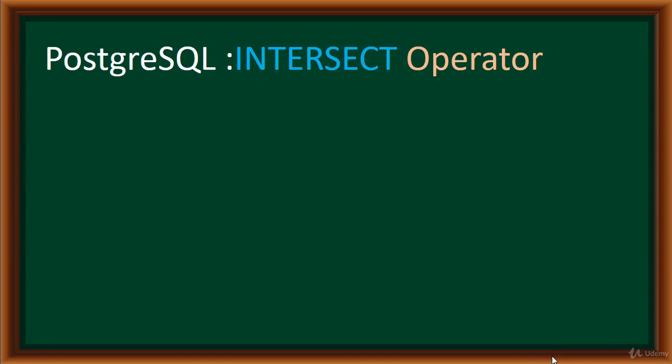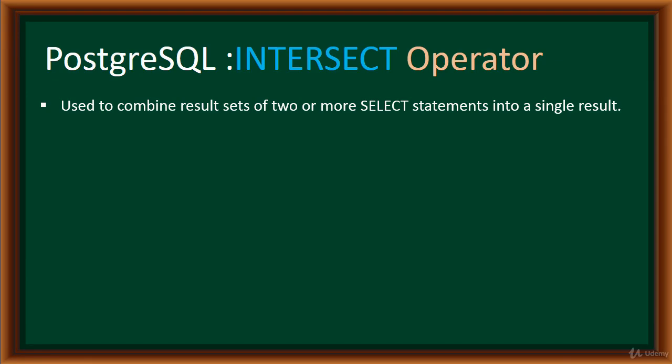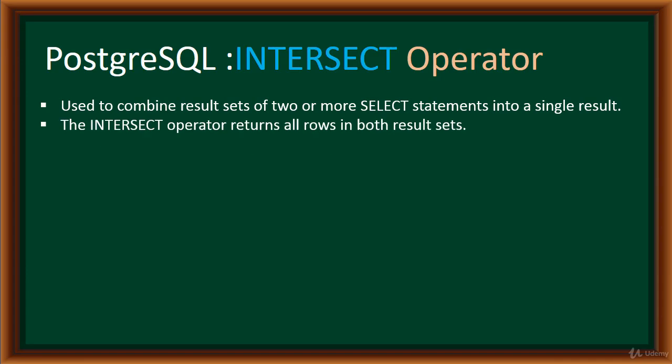In this lecture, you will learn how to use the INTERSECT operator to combine two or more select statements to form a single result set. The INTERSECT operator returns all rows from both result sets.